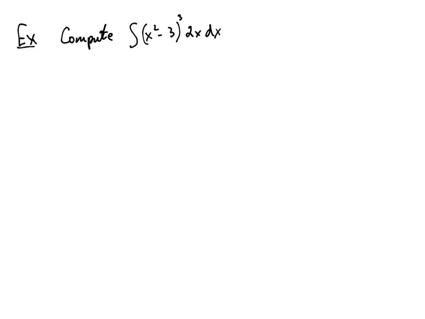But they're all going to use this technique, substitution. So what we want to do is think, is there a function in here that if we take its derivative, we get the other function that's inside the integral? So what we can see is that if we take the derivative of x squared minus 3, the derivative of that is 2x, which is right here. So this is the substitution we want to make.